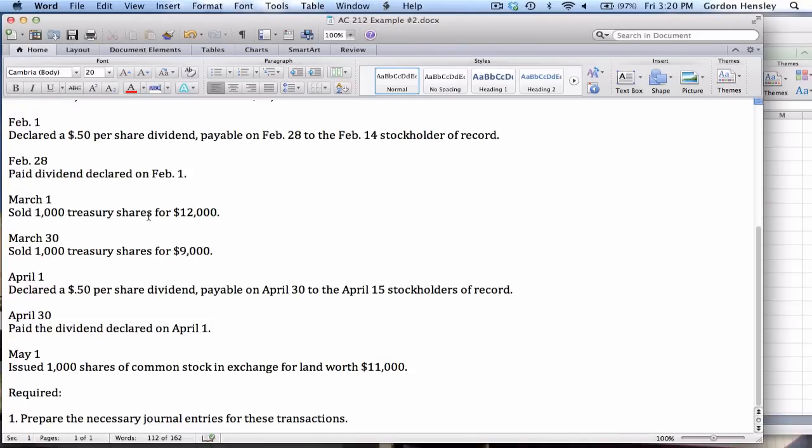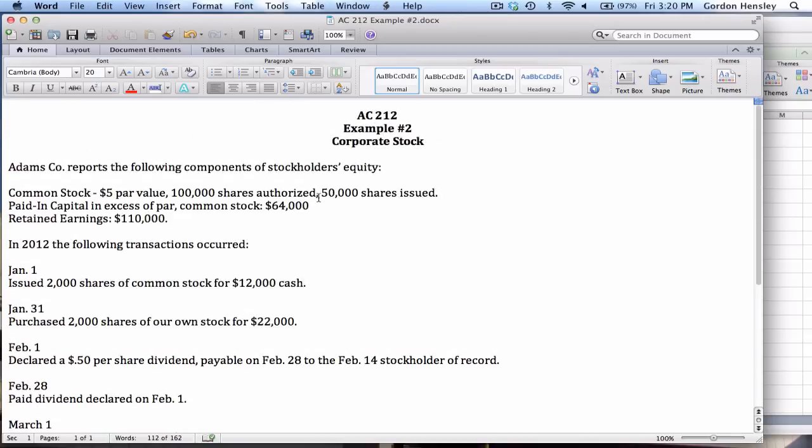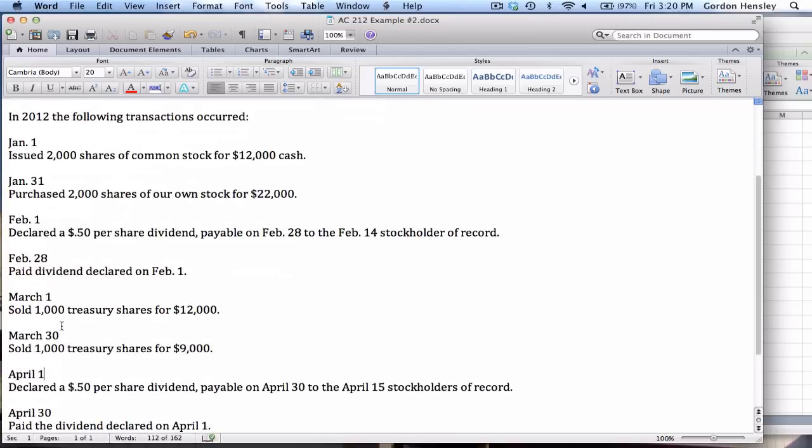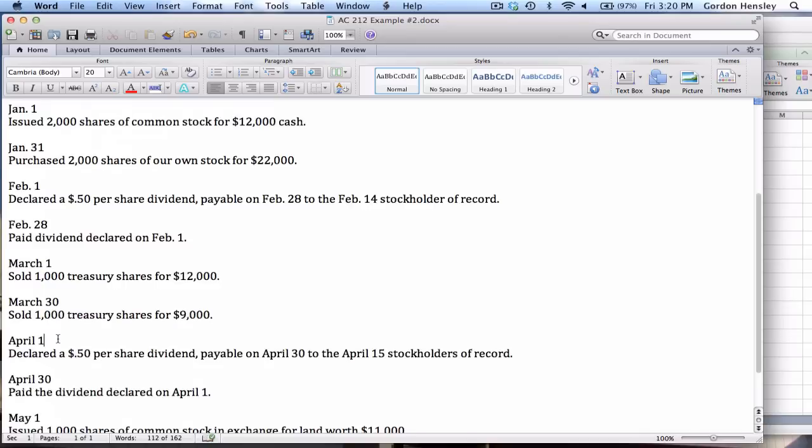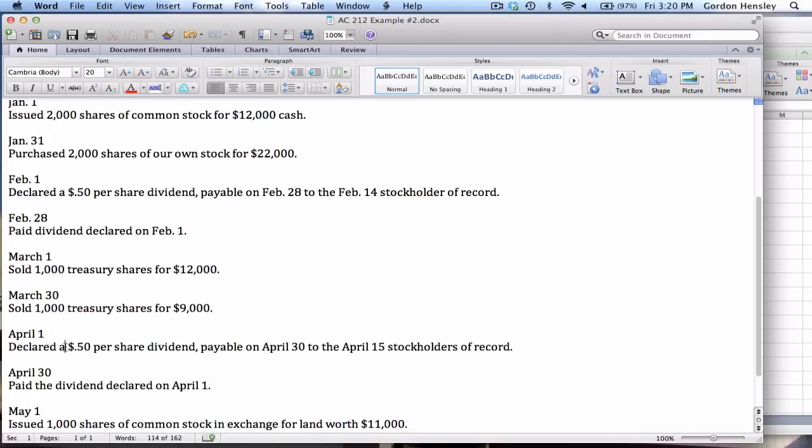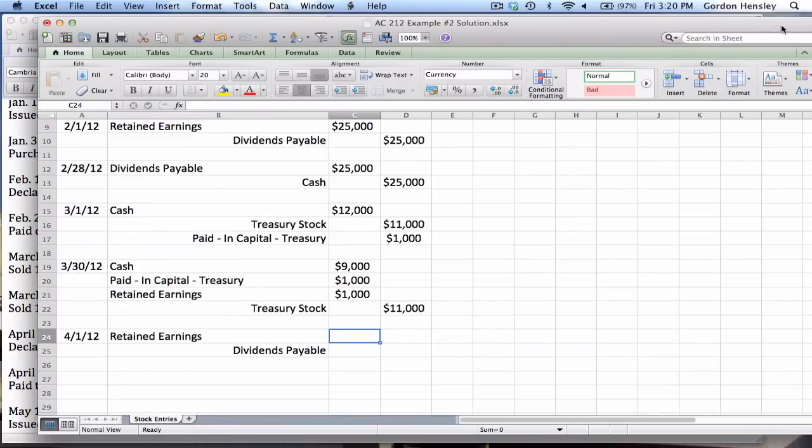At this point, I have actually sold back all my treasury shares. So the question is, how many actual shares of stock are actually out there? Well, I started out with 50,000. I issued 2,000. That took it up to 52. But then I bought it back, which took it down to 50. But between these two entries, I've sold it all back. So right now there's actually 52,000 shares. So 52,000 times 50 cents. Now it's going to cost me $26,000 for this dividend.